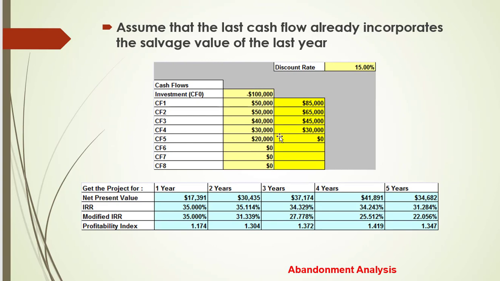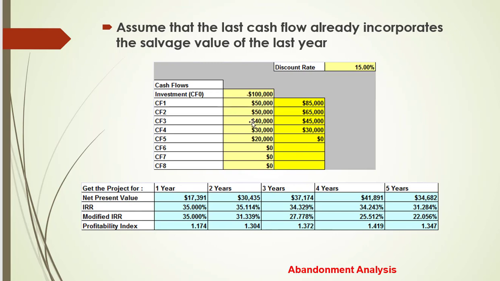Here are our cash flows. And what we've done is just said, look, at the end of year 1, if we wanted to, we could sell the assets for $85,000. So we spent $100,000, we earned $50,000, and then we sold it for $85,000. The net present value for doing this project 1 year is 17%. Again, the discount rate 15%. Internal rate of return is 35, modified is 35, profitability index 1.1.